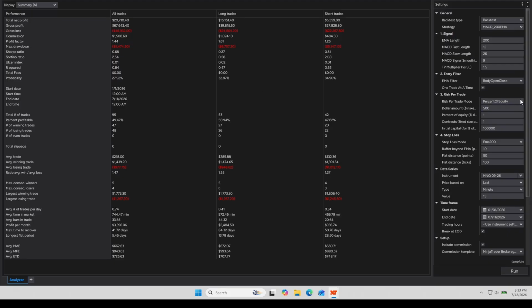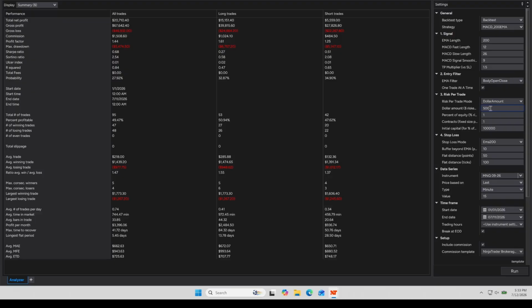Next, the actual risk per trade. I do have it at an equity percentage, but you can do a dollar amount. So this would be perfect for prop firms. Let's say you only want to lose $500 per trade. If you lose $500 per trade, this will automatically adjust the contract size.